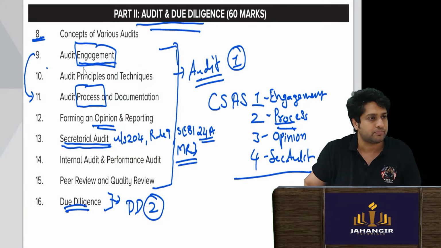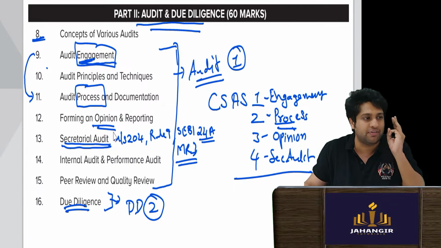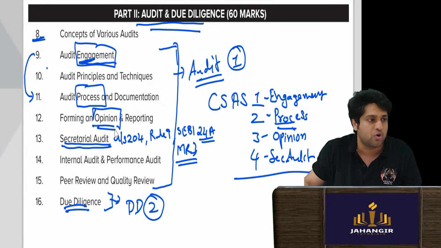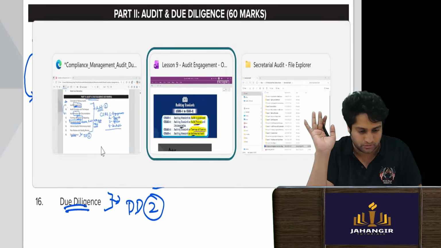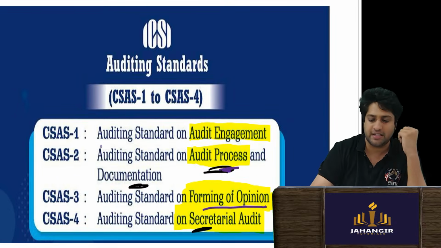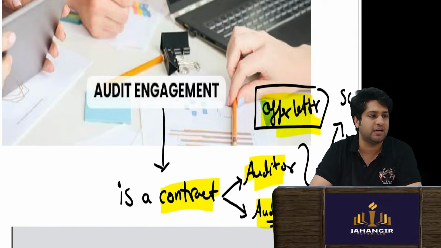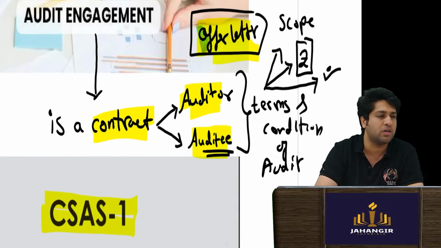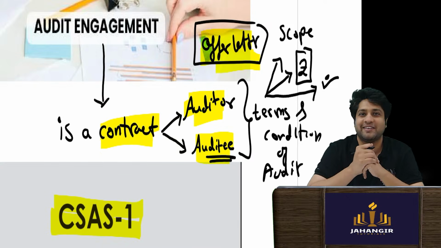Engagement, then we'll be doing process, then we'll be doing the various kinds of opinions we can issue, and then we will be doing your secretarial audit. Is the concept clear? Yes or no? So now we'll begin with your lesson number 9. We will be starting with lesson 9, your audit engagement. Sir, what is the meaning of the term engagement? So what is engagement?